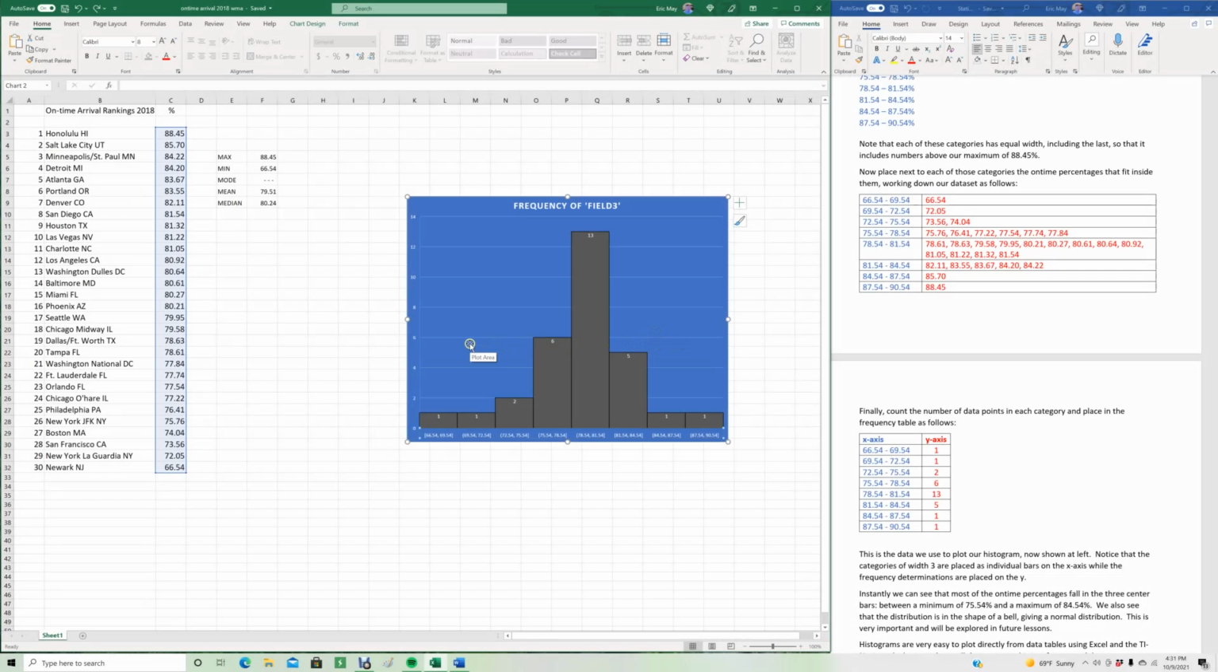We also see that the data takes the shape of a bell, and that means it's a normal distribution, and normal distributions are very important in statistical analysis, and we'll be going back to that many times in the future. These histograms are easy to plot using Excel and your TI-Nspire calculator, and we will show you how to do that in a future lesson.